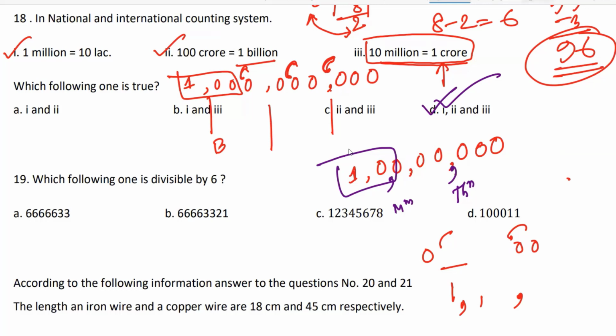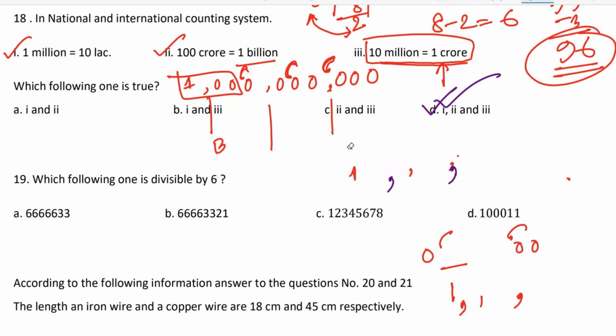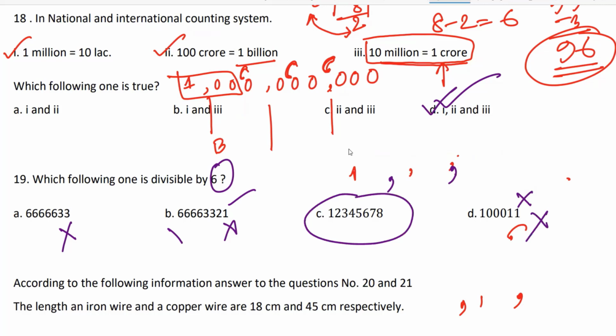Okay, now question number 19. Which of the following is divisible by 6? Already we have done 3 maths in the same format. The number which is divisible by both 2 and 3. This is an odd number, last digit is 1, so it is not divisible by 2. This is cancelled. Only one is an even number, last digit 8, which is divisible by 2. Now find the sum of the digits; the sum will be divisible by 3. That's why this is the correct answer.